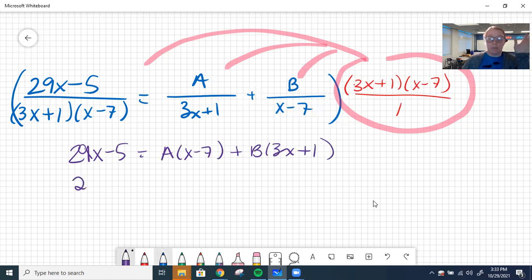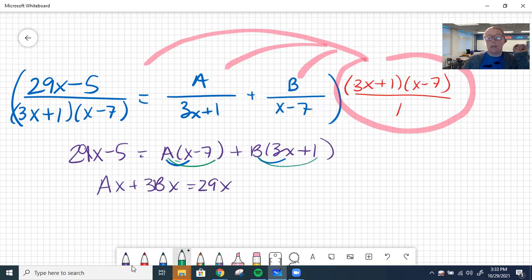So now I'm going to write my system, right? So the ax and the b times 3x equal 29x. I like my variables, my a and my b, on the left. So I would have ax plus 3bx equals 29x. And then I would have the negative 7a and the 1b equaling the negative 5. So then I would have negative 7a plus b equals negative 5.